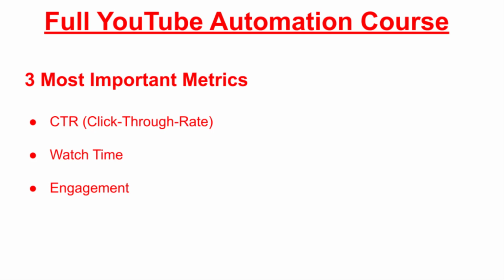So if you can get these three metrics in place, a high click-through rate, high watch time, and high engagement rate, then that's perfect. There is a 99% chance that your video is going to blow up and go super viral if you can get all of these three metrics in place. So focus on these three: have a high click-through rate, have a high watch time, so keep people longer on your videos, and try to get as high engagement as possible.